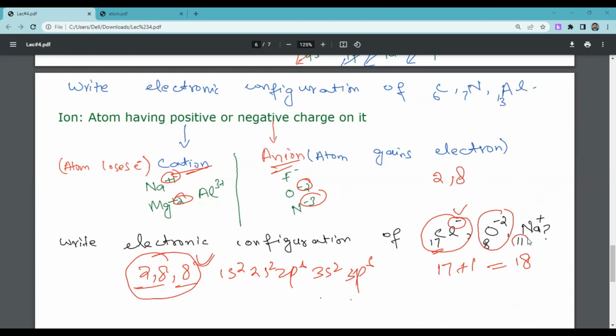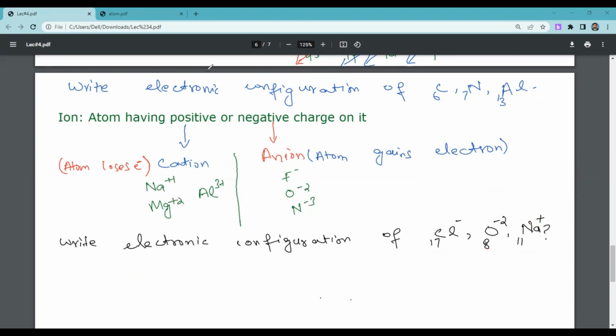And here Na positive: the positive charge indicates that a total of 11 electrons were present in sodium, but it has lost 1 electron. Now there are only 10 electrons present in sodium. Therefore, its electronic configuration will be 2, 8. Now you have an idea about electronic configuration.